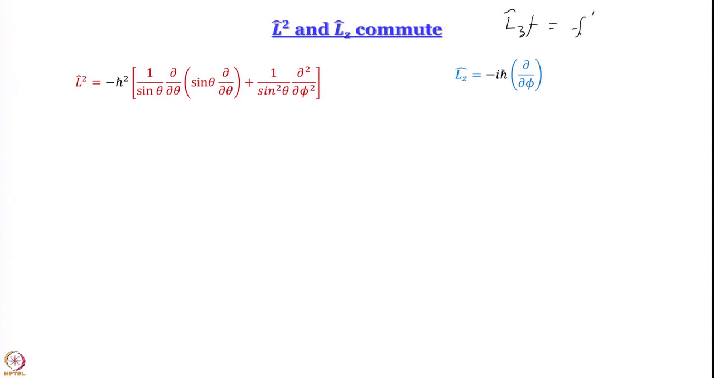I make L square operate on it. I get say some function f double dash. Here dash and double dash do not mean first and second derivatives, just some function. So, what we have got here is that f double dash is equal to L square Lz f.